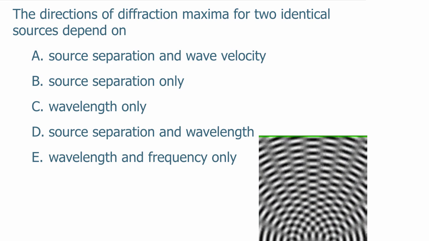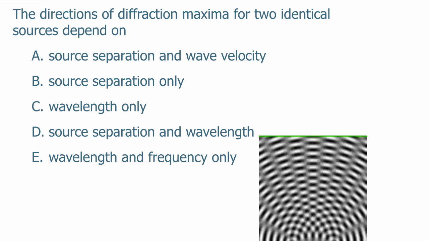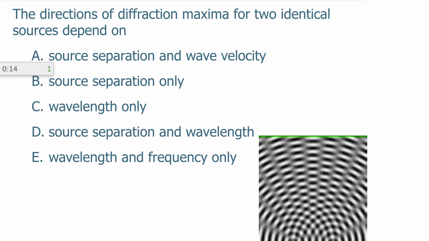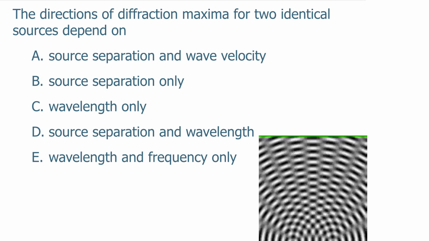So let's do a clicker question. Looks like I'm counting up. That's okay. We'll go to about 2 minutes. I'd like you to talk to each other and ask yourself whether it depends on the source separation, the wave velocity, the wavelength, or frequency, and choose one of these combinations of things that we need to take into account in order to calculate the directions of the maxima. So go ahead and discuss with each other.